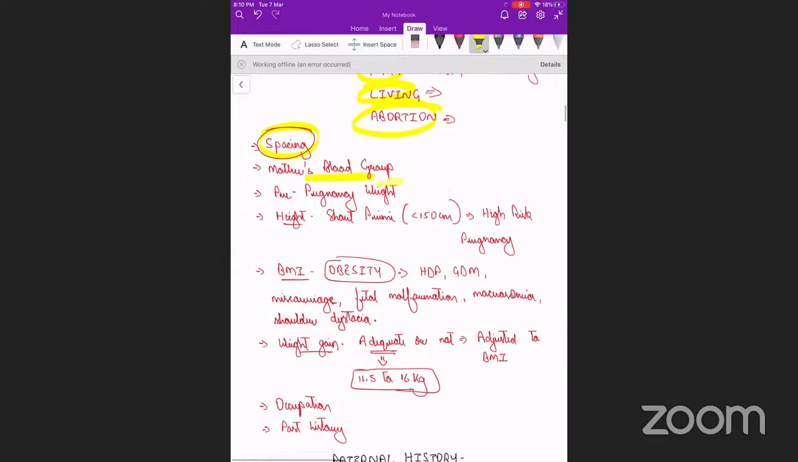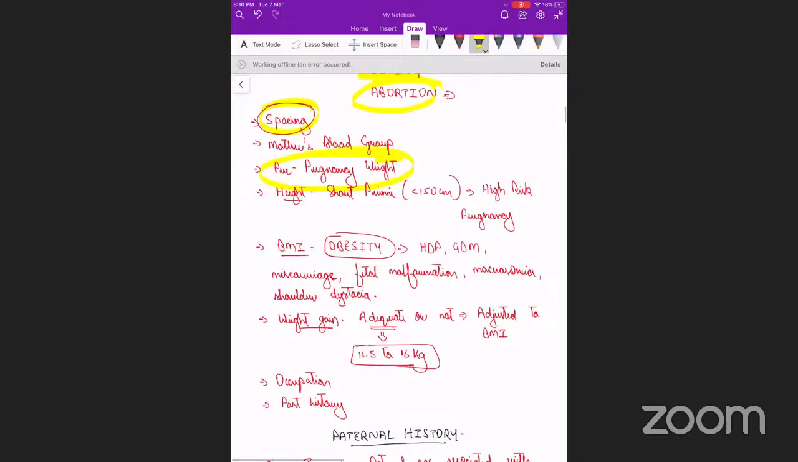Next is pre-pregnancy weight. This as well is very, very important. Usually we tend to miss this information, but pre-pregnancy weight has to be mentioned. How is it important? We will see very soon. Okay. Next, height of the mother should be measured. This also is very important because the mother can be a short primi. When do we call her a short primi? Less than 150 centimeters. Again, she becomes a high risk pregnancy because she can have CPD.